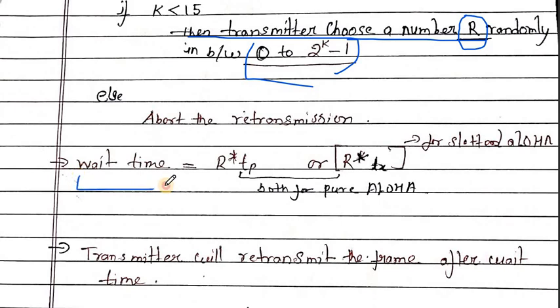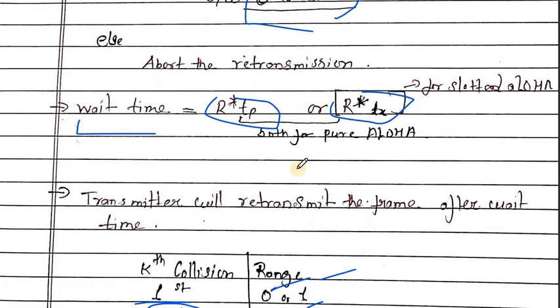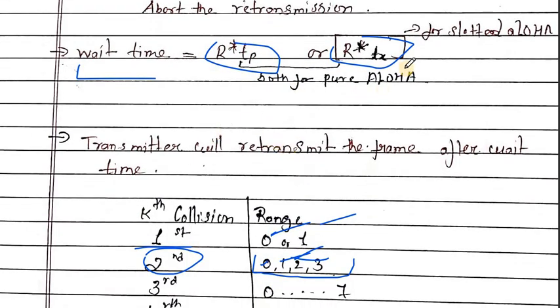And what is the wait time? Wait time is r times T of x in the case of slotted Aloha, and in the case of pure Aloha, it is Tp. Both can be used for pure Aloha.